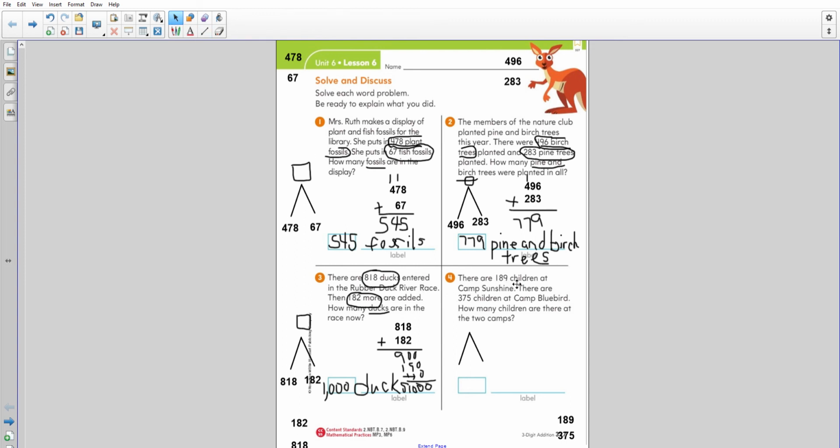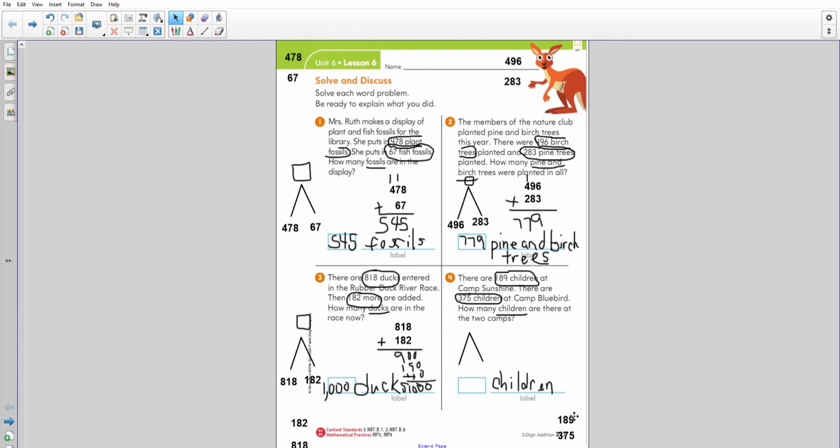There are 189 children at Camp Sunshine. There are 375 children at Camp Bluebird. How many children are there at the two camps? Okay, well, let's see. I need to, of course, circle my important information. What is this number? 189 children. 375 children. And then I want to find my label. How many? What's the label? That's right, children. Go ahead and write in your label so you remember what you're doing and what you're looking for.